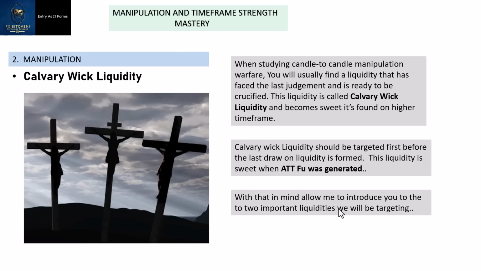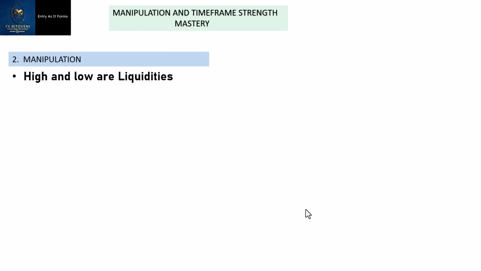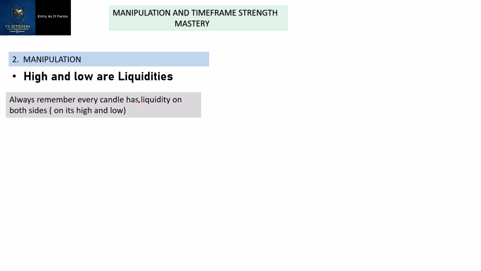So with that in mind, allow me to introduce you to the two important liquidities we will be targeting. So understand that high and low are liquidities. There are some people who don't understand this. Always remember every candlestick has liquidity on both sides, only it's high and low. For example, if you have a candlestick like this, it has a high and low. There is liquidity here, there is liquidity here.